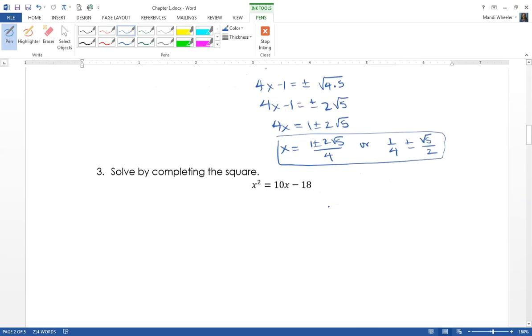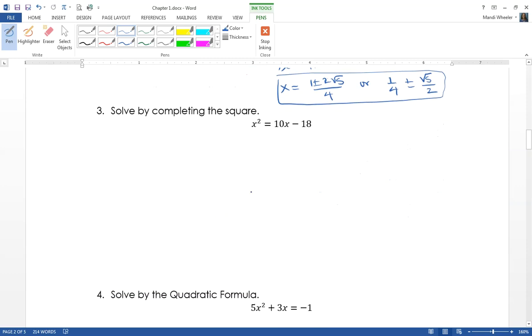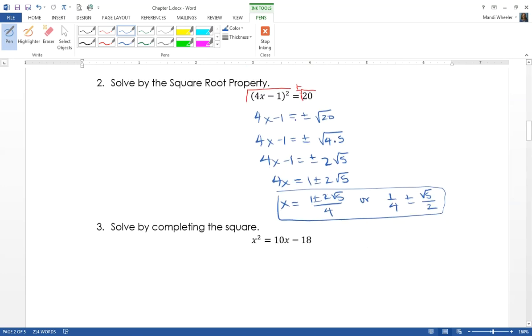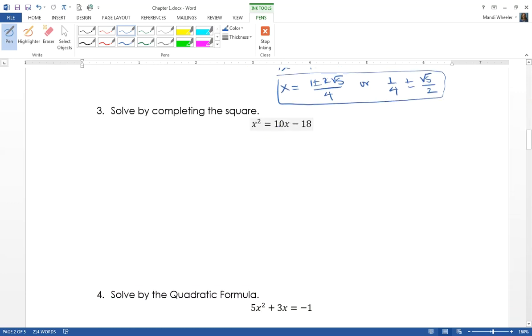All right. Let's see if I can do one more before I hit the timer on this video. So solve by completing the square. Okay, when we're completing the square, our goal is to get something that looks like what we started this last example with. We want to get a perfect square, a trinomial that factors to the perfect square.